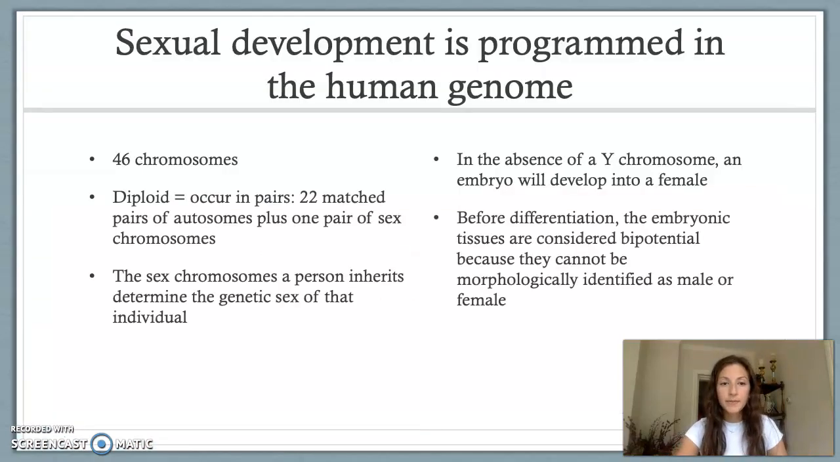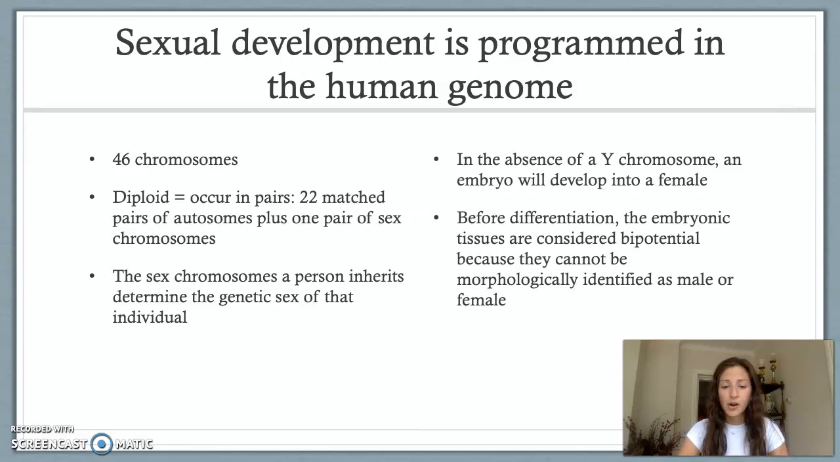Sexual development is programmed in the human genome. Each nucleated cell of the body, except eggs and sperm, contains 46 chromosomes. This set of chromosomes is called diploid because the chromosomes occur in pairs: 22 matched or homologous pairs of autosomes plus one pair of sex chromosomes. The amount of DNA in a diploid cell is written 2n, indicating duplicated chromosomes.